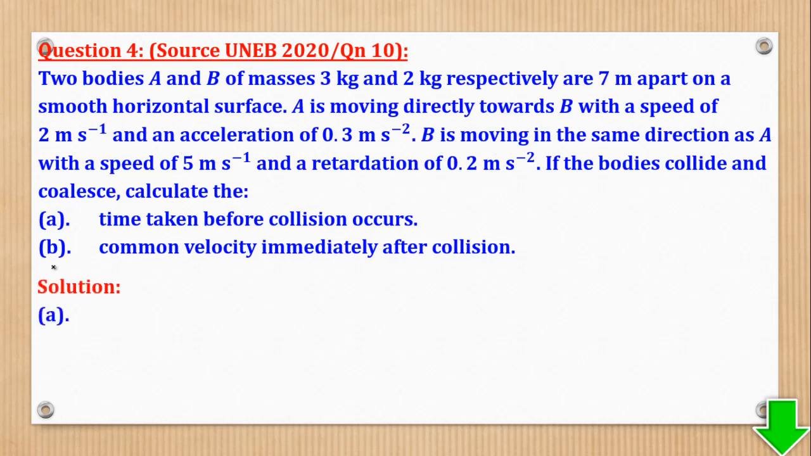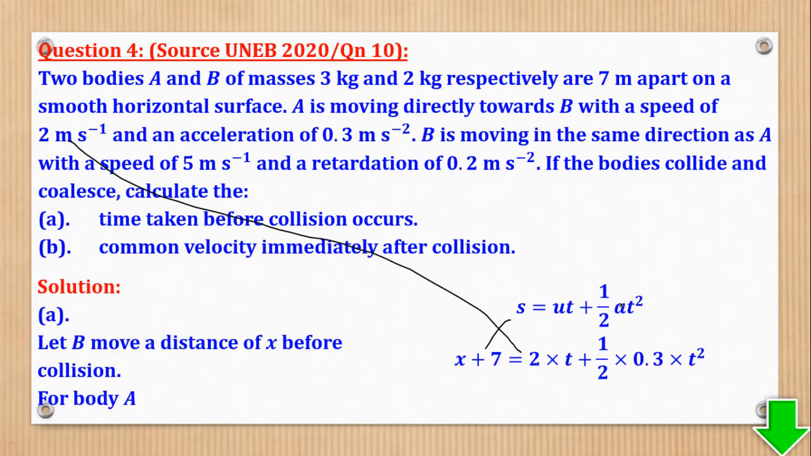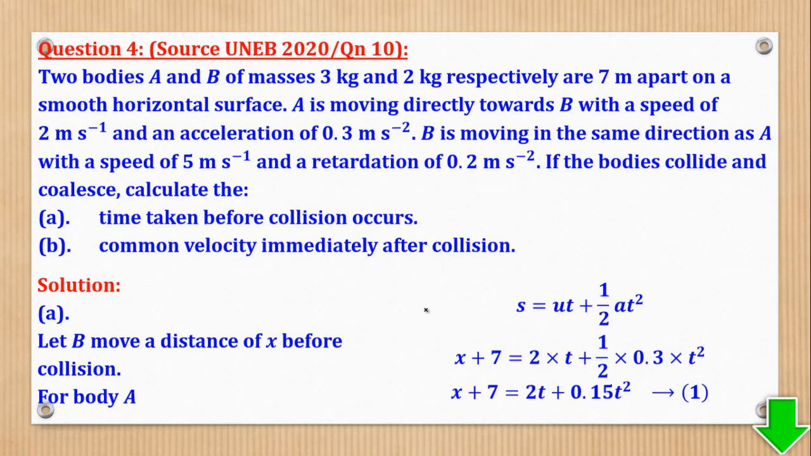So we shall begin by saying that let B move a distance x before collision. It implies that for body A, it will move x plus 7, the distance it moved. Then the initial velocity is 2, and the acceleration is 0.3, meaning I can get an equation in terms of x and t. That is equation 1. What about for body B?